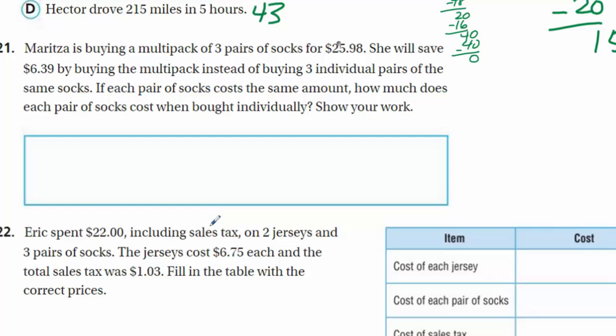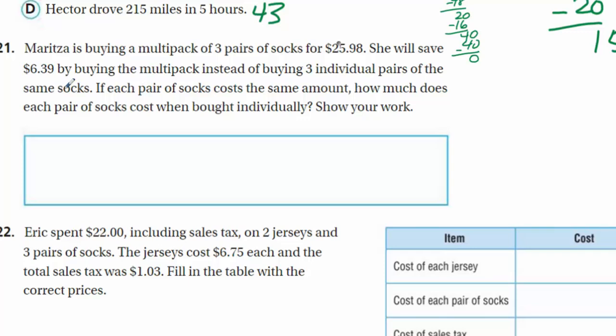Okay, so on this problem here, this is a situation where there's a couple things going on. Well, because you bought a multi-pack of 3 pairs of socks for a certain price. But she saved some money. By doing that, she actually saved money. It should have cost her $6.39 more. So since she saved some money, she would have spent more had she not bought the multi-pack.